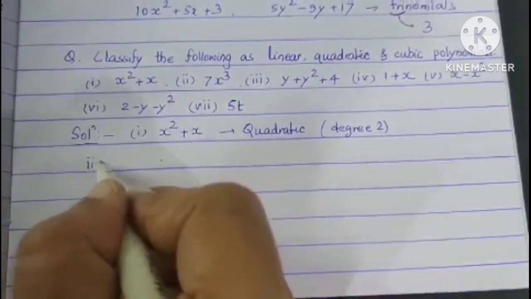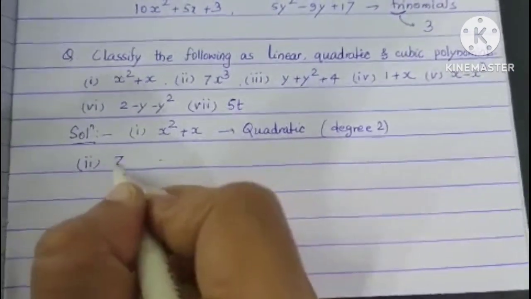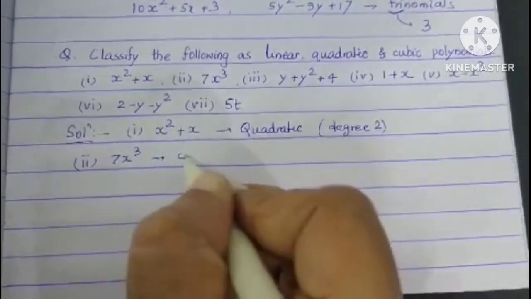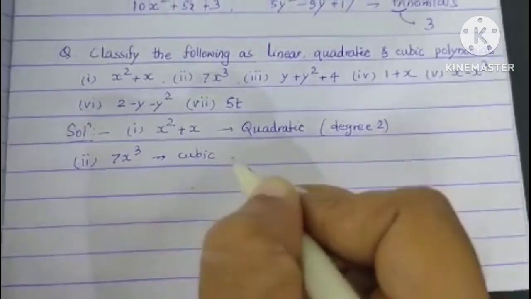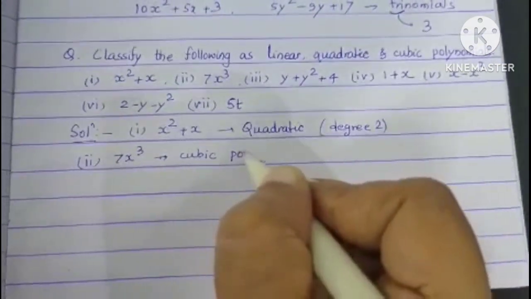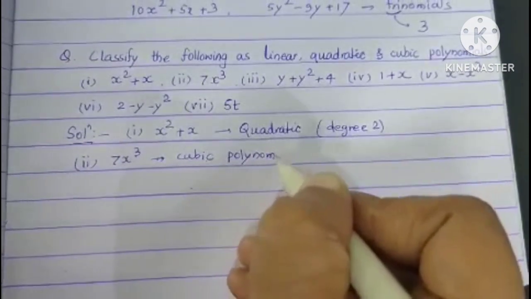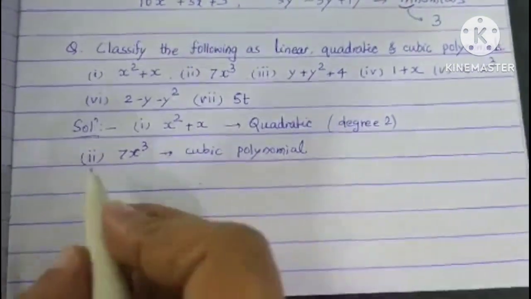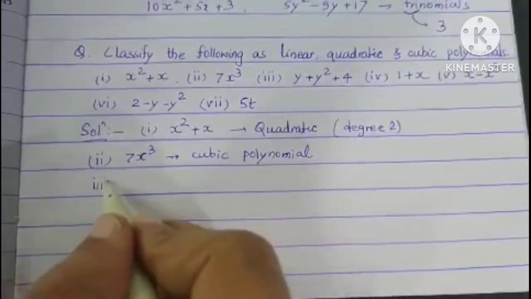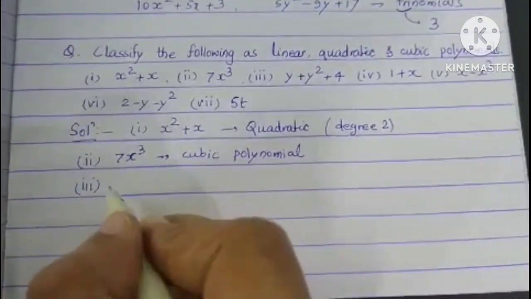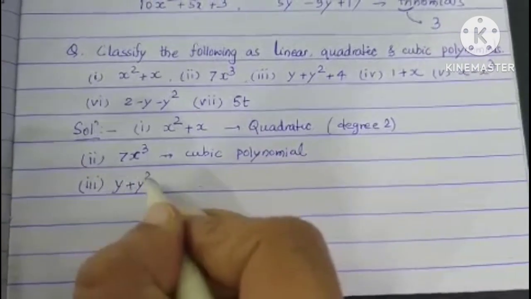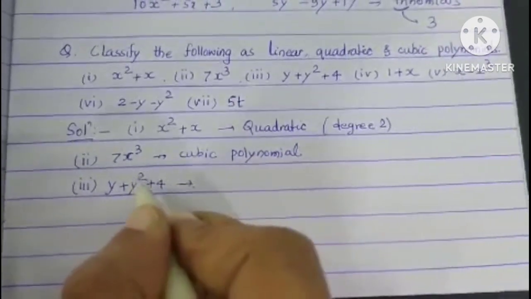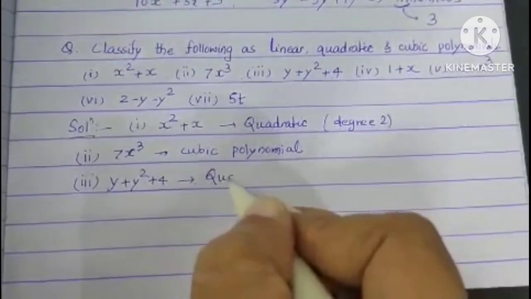Second one will be 7x cube. It will be a cubic polynomial, because the degree is 3. Degree is the highest power. Third one is y plus y square plus 4. So it will be a quadratic polynomial again.